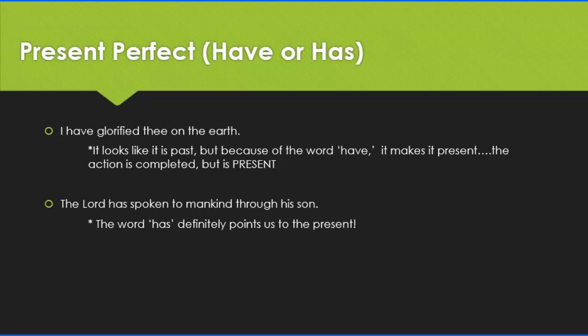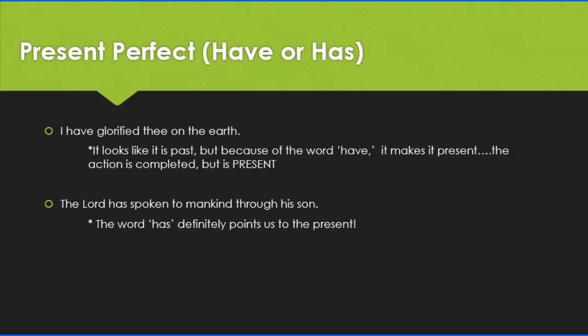I have glorified thee on earth. It looks like it is past, but because it uses the word have, it does make it present. The action is completed, but it's still going on. I have glorified thee. I started this, but I am continuing it on earth. The second example, the Lord has spoken to mankind through his Son. The word has definitely points to the present. So you've got to be careful.